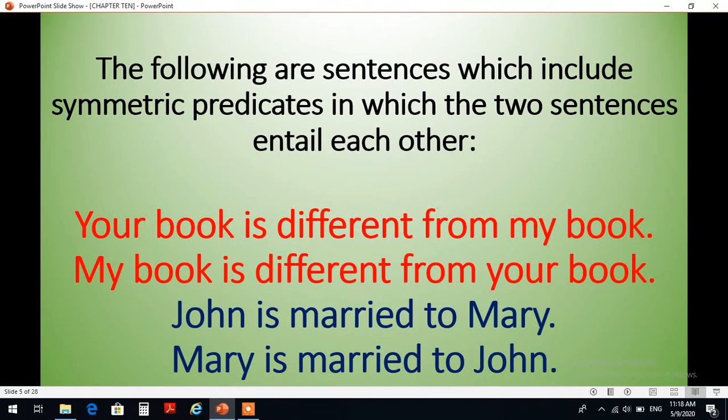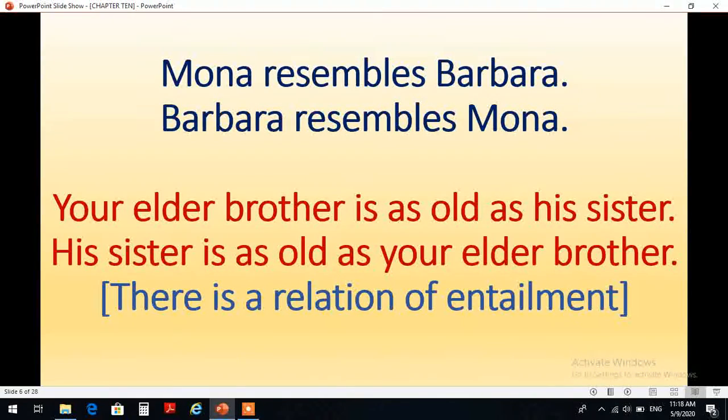The same applies to the other example. John is married to Mary. Mary is married to John. Since there is a relation of entailment, this means that these predicates are symmetric. These are other examples to show you the symmetric relation or property.